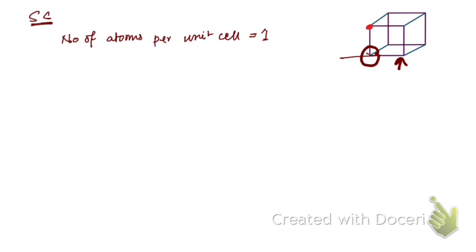So that's why at each corner, there is 1/8 times of one atom, okay. Each corner consists of 1 out of 8 parts of the atom, right? So if that is the case, there are 8 corners, so number of atoms will be 8 into 1/8, that's going to be 1, right? So hope you have understood this.